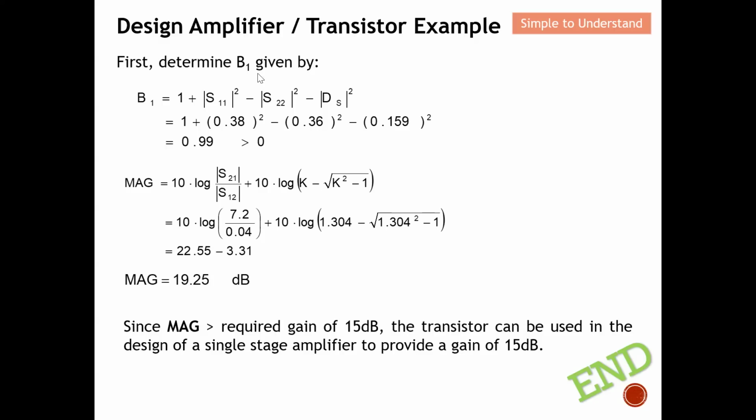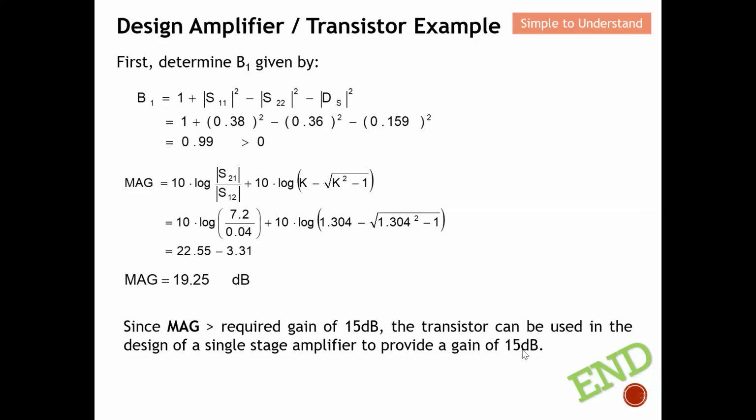But over here, let's quickly do this again. We need to determine the B1 value, and then see whether it is positive or negative, and then this sign will change. For this case, B1 is positive, so this will be negative. If this is negative, then this will be positive. From here, you can compute that the maximum available gain is 19.25 dB. If you still recall, the question asks whether this transistor can achieve a gain of 15 dB. From here, it is quite clear that this transistor will be able to provide a gain of 15 dB.